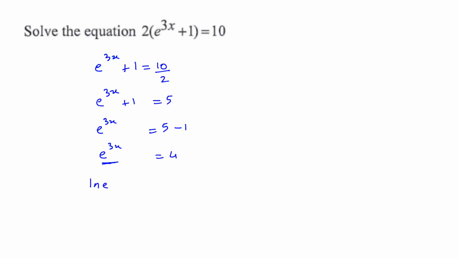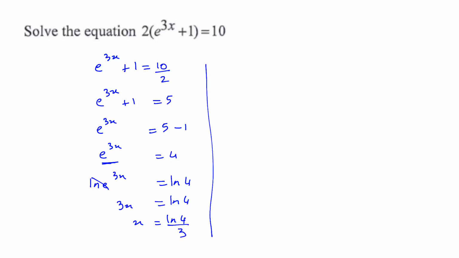So ln e to the power of 3x is equal to ln 4. This will get cancelled. 3x is equal to ln 4. x is equal to ln 4 divided by 3. After this step, put ln 4 divided by 3 in the calculator and round your answer to 3 significant figures. 0.462.